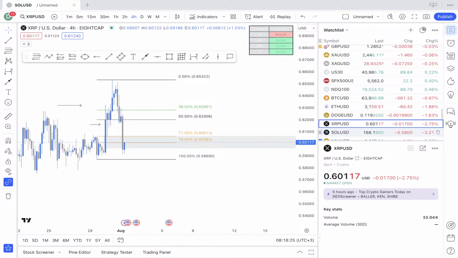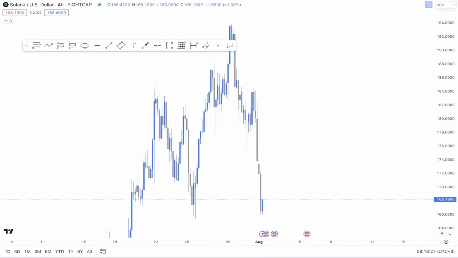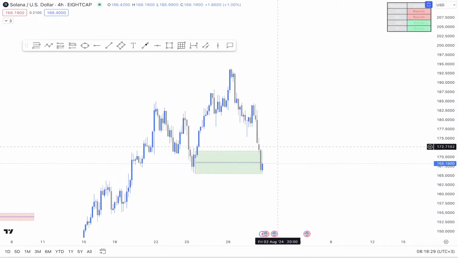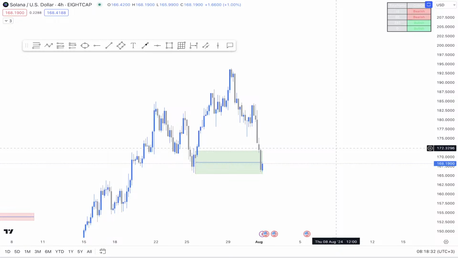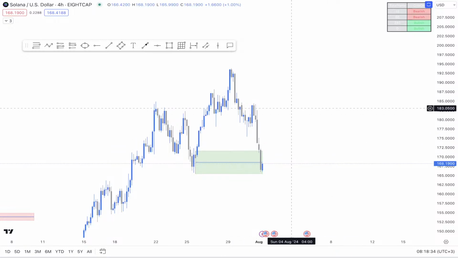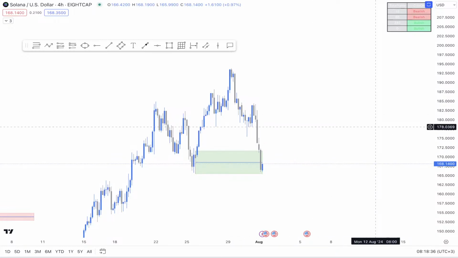And lastly, we have Solana, where things look pretty bearish, same as on the other coins besides XRP. However, I wasn't able to identify anything just yet. Hence why we'll just leave it as is and come back to it a bit later.